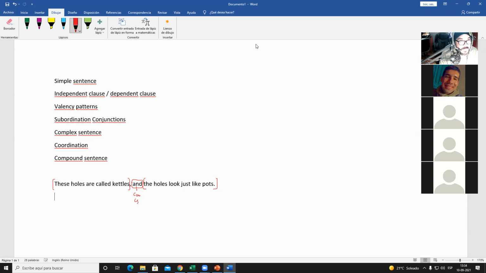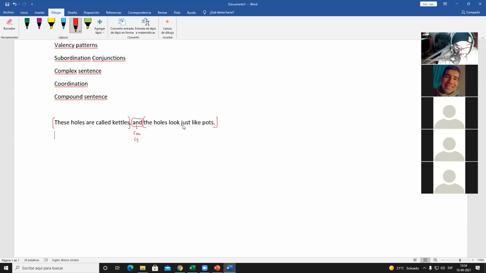right? Then the very first clause, as every single clause, is created around a verb phrase. Therefore, there are phrases inside of it. So I'm going to read it and look for the verb phrase. These holes are called, and that's it, are called. Who are called these holes, and how are they called? They are called kettles, right? So what I have is an independent clause. Independent clause. And inside of that, I have three different phrases, right?